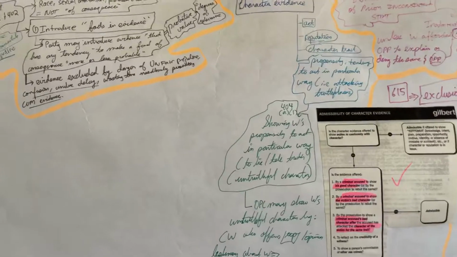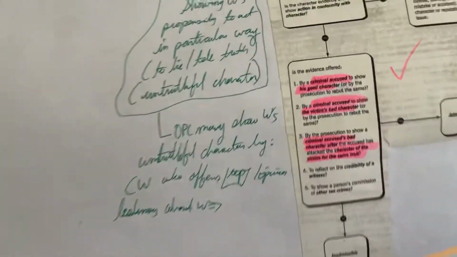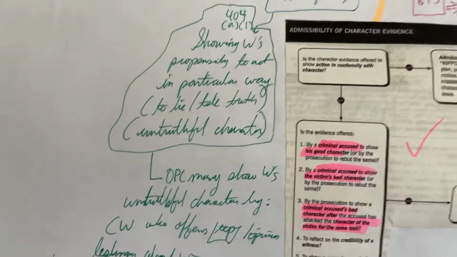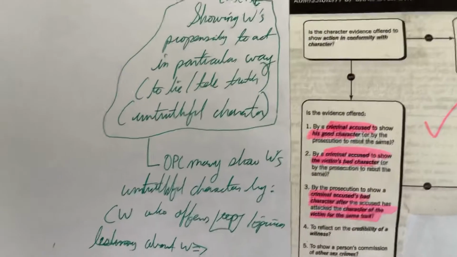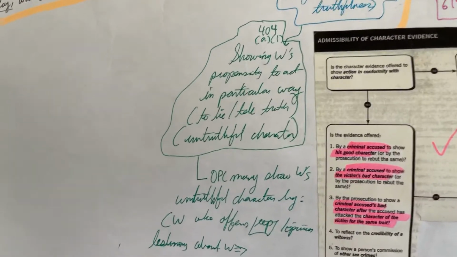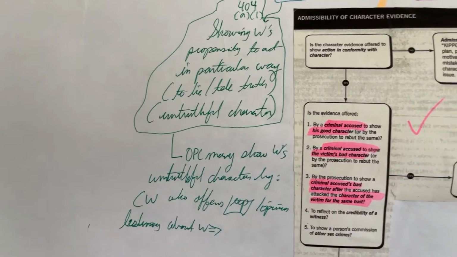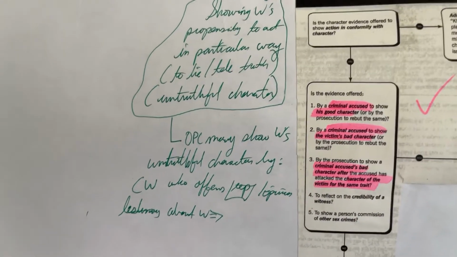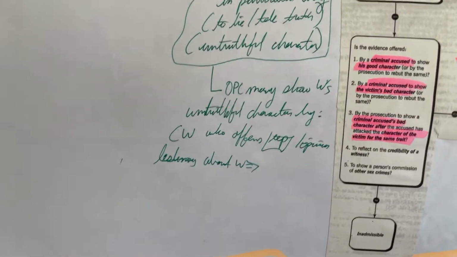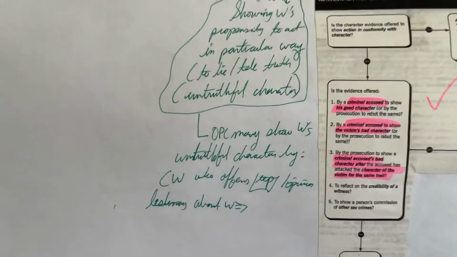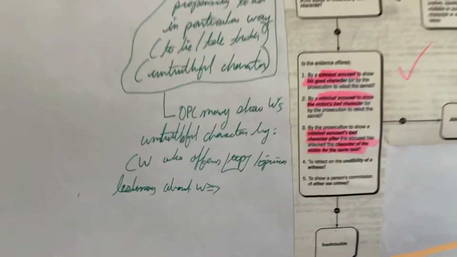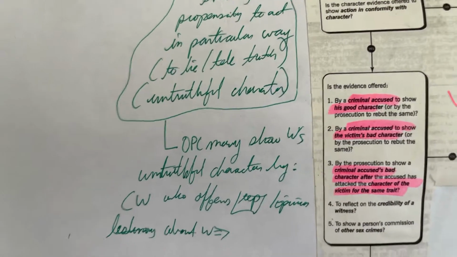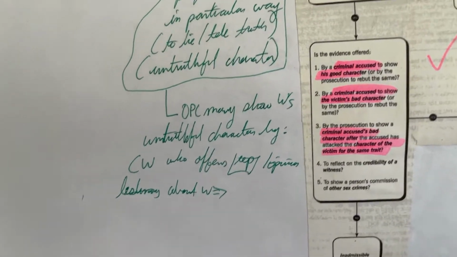That's a hypothetical, but just remember this chart here, which is pretty useful: if it's a criminal accused to show good character, or by the prosecution to rebut the same; or if it's a criminal accused to show the victim's bad character, or by the prosecution to rebut the same; or the prosecution to show a criminal accused's bad behavior after the accused has attacked the character of the victim for the same trait; or to reflect on the credibility of a witness; or to show a person's commission of other sex crimes.